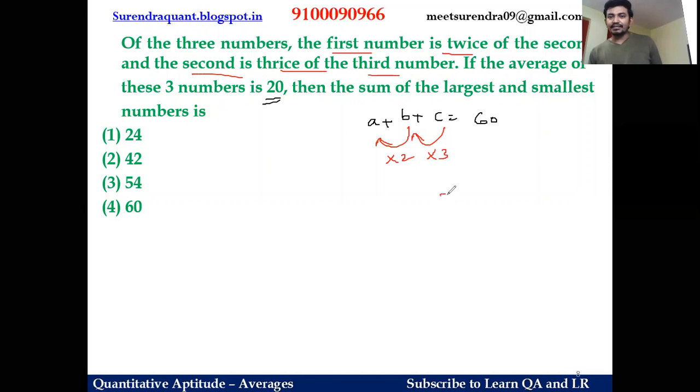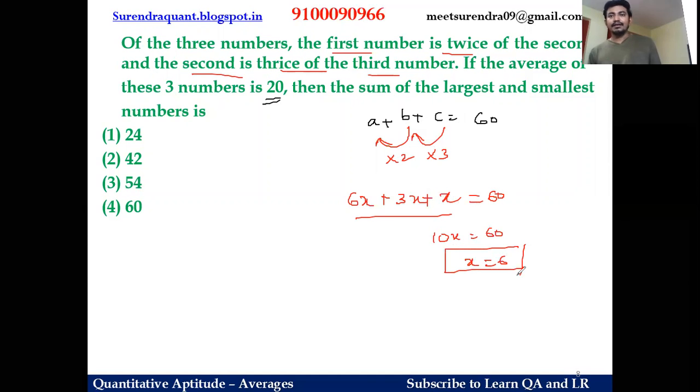So friends, if I take C as X, what is B? B is 3 times of X, right? So B is 3X. What about A? A is 2 times of B. So 2 times of 3X is 6X. So the sum of all these three is given as 60. So 3X plus 6X plus X is 10X is 60. So then X is 6, right?